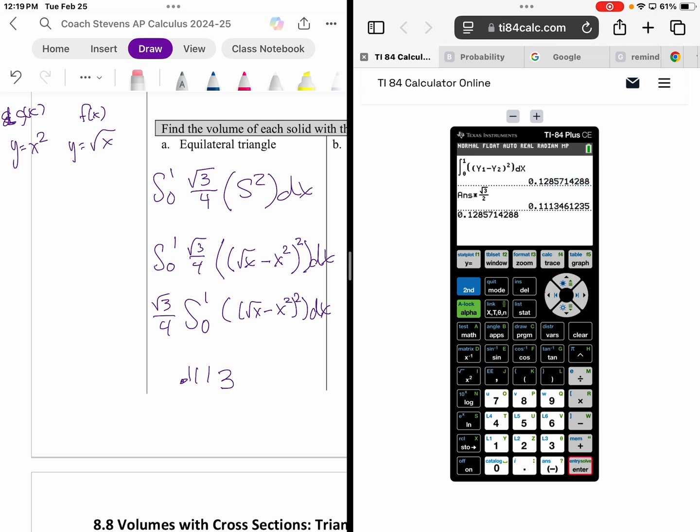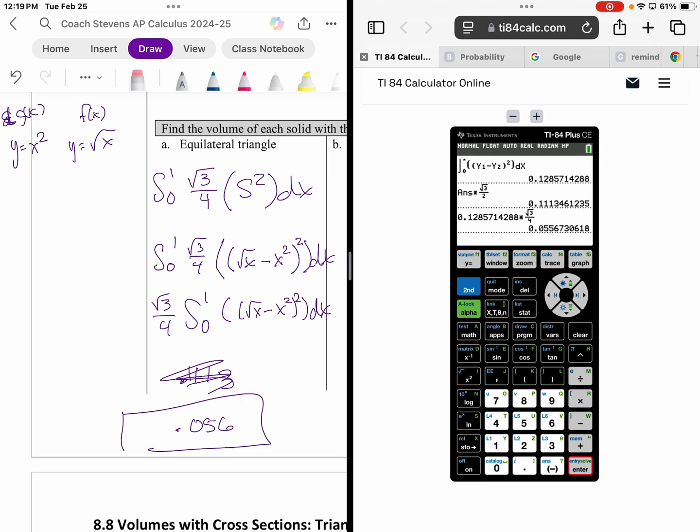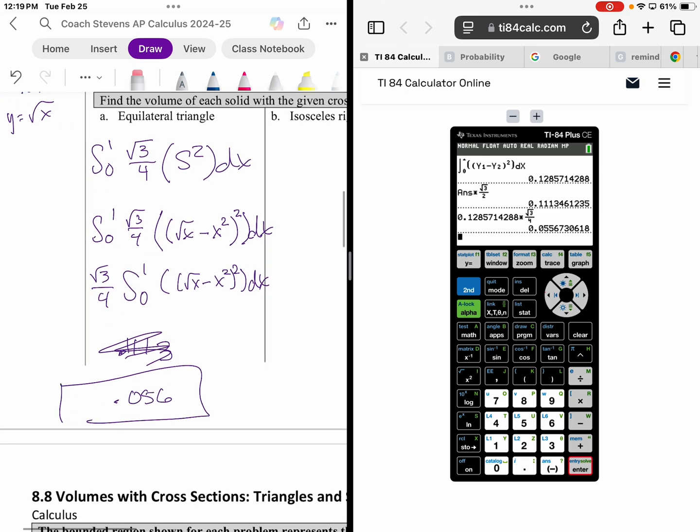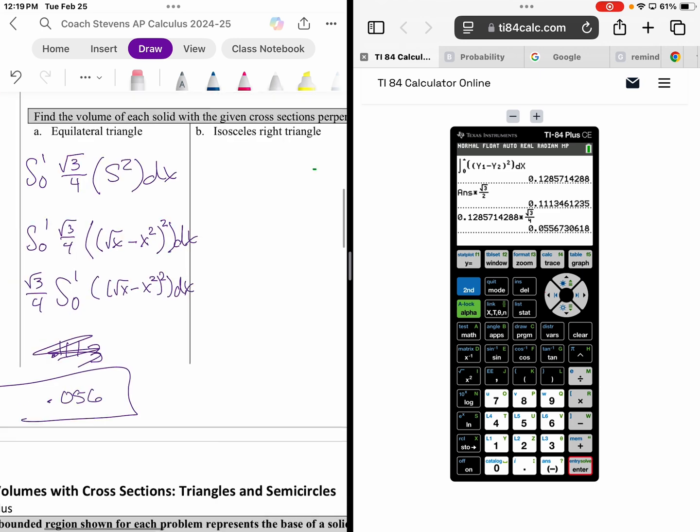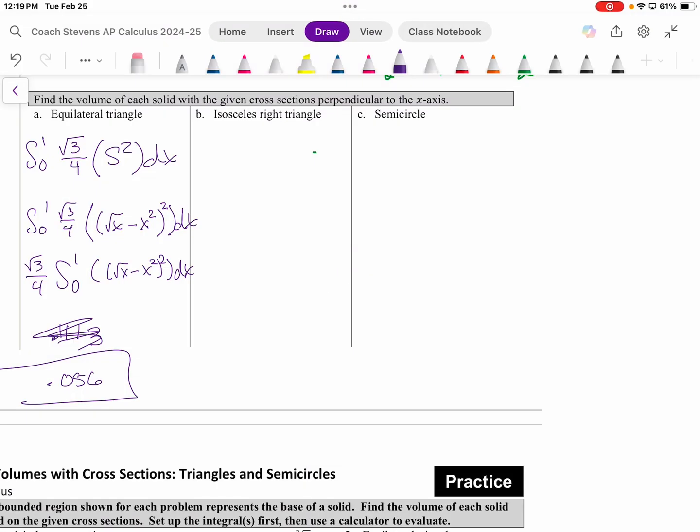So I have to multiply that again by the square root of 3 over 4. 0.056. Is that better? Yeah, sweet. All right, so that's the isosceles right triangles. All right, sweet.